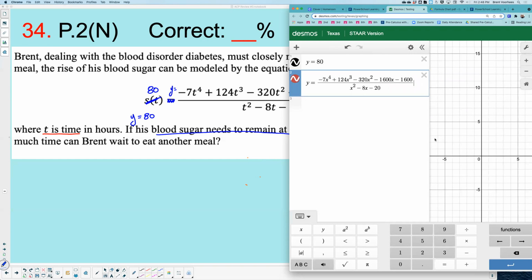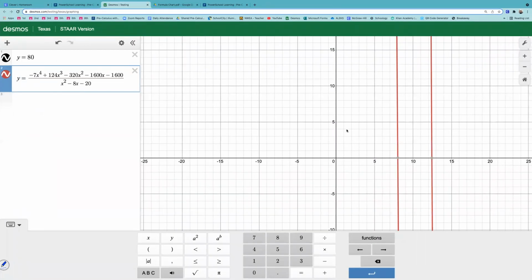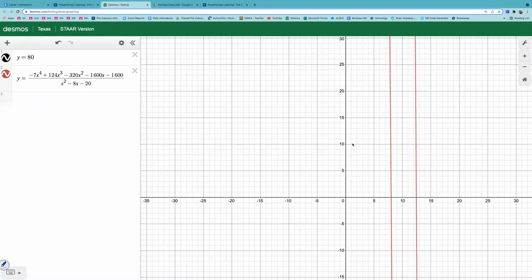So I don't see anything. I'm going to zoom out a little bit here. Oh, there we go. I'm seeing some vertical lines. I'm going to zoom out.